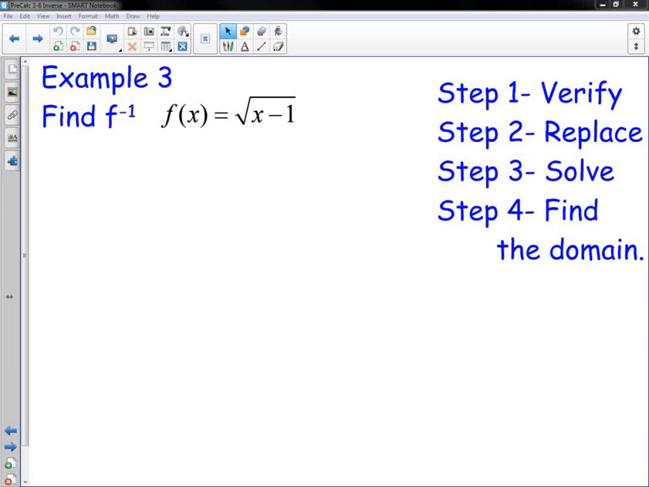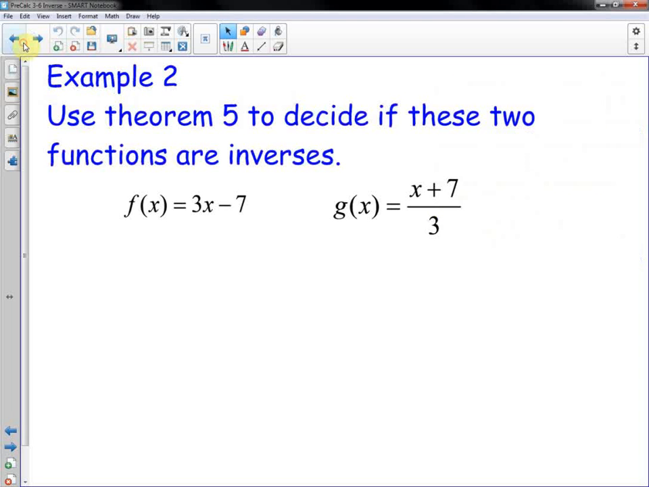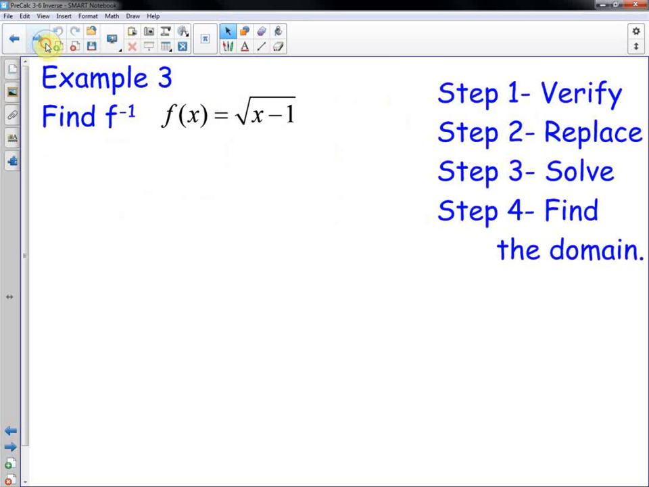All right. So this is the second half of lesson 3.6, which is talking about inverse functions. What we're going to learn now is how to create inverse functions. We've learned, like earlier in example 2, how to tell if they are inverses. Now we're going to start with one and see if it becomes an inverse.